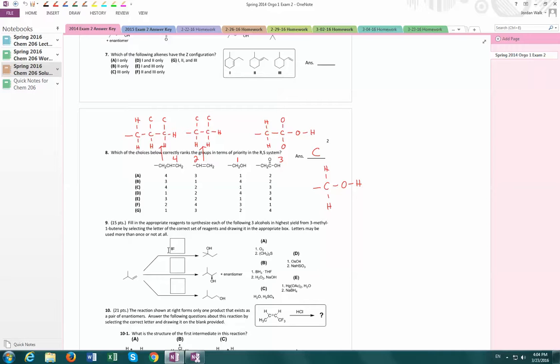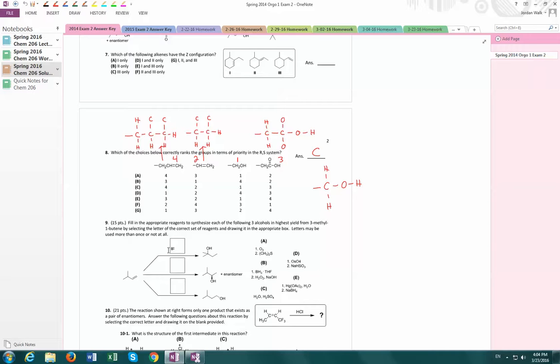So that automatically gives it number 1, because in this case, we're bonded to 1 carbon and 2 hydrogens. In this case, it's 2 carbons and 1 hydrogen. And here, it's 1 carbon and 2 hydrogens. So number 1 definitely goes to this methanol-looking substituent. Okay, so then let's see.